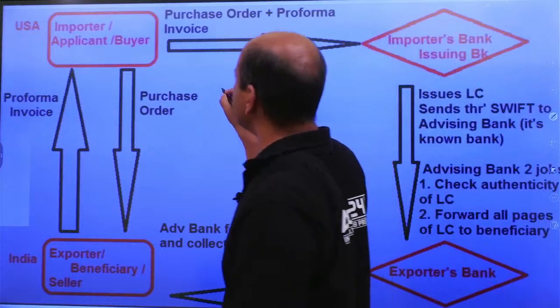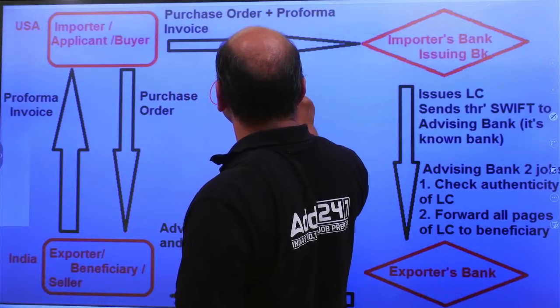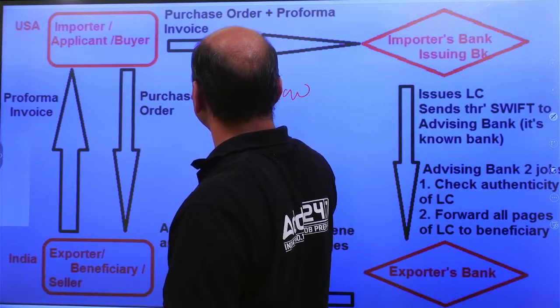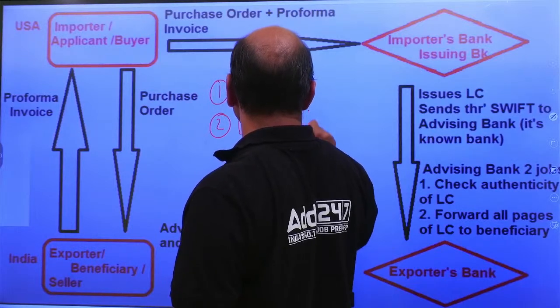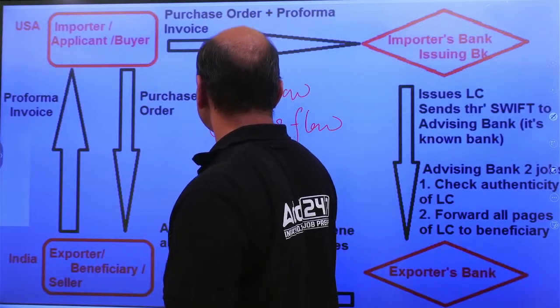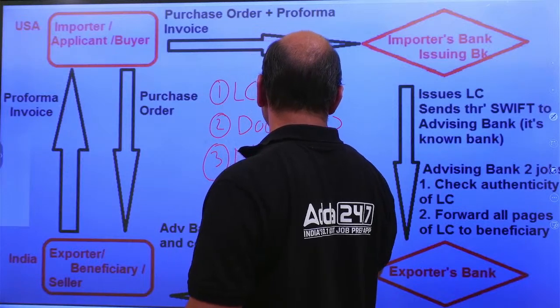So one is LC flow. Second is documents flow, and third is money flow. Okay, so you'll say, what about the goods?